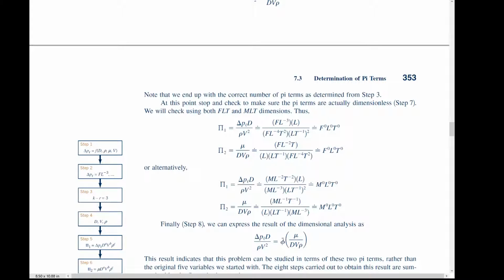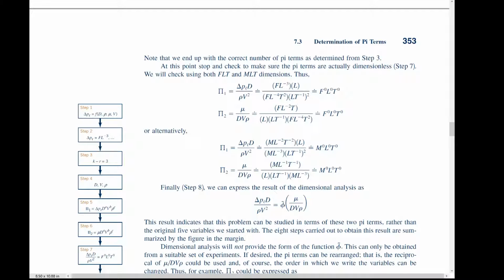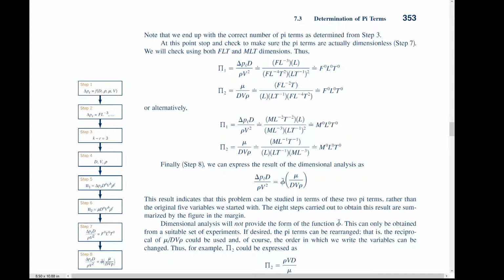Note that we end up with the correct number of pi terms as determined from step 3. At this point, stop and check to make sure the pi terms are actually dimensionless. Step 7. Just do it. Shouldn't take too long, right? We will check using the FLT and MLT dimensions. Thus, pi 1 equals delta p sub L d over rho v squared.